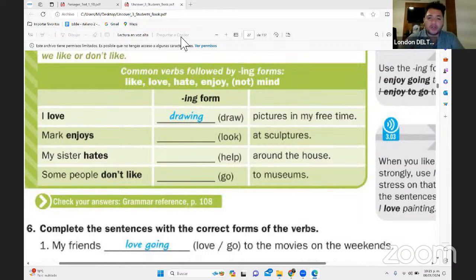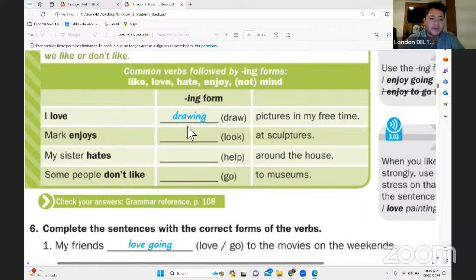But here we're just going to use gerund because we're going to focus on the gerund form and the many uses that we have. Today we will focus on gerund. Hoy nos vamos a enfocar en el gerundio. Nos vamos a enfocar en todos los usos que tiene. Okay, so first we have this, that is the ing, drawing, and we check the other exercises too. Mark enjoys looking, for example. My sister hates helping around the house. Some people don't like going.